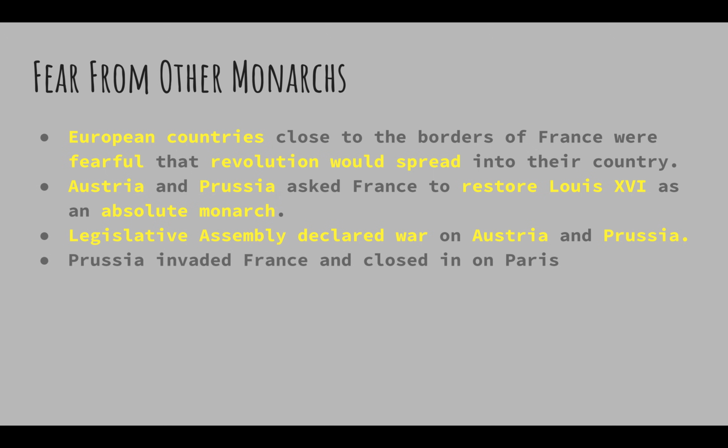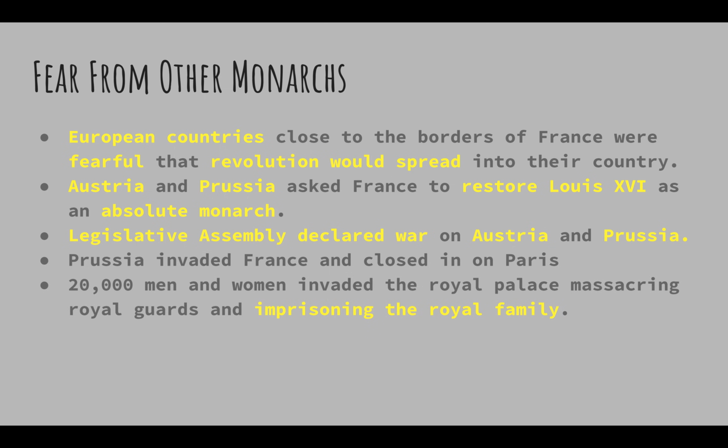At this point, Prussia invades France and they close in very, very close to Paris, which is a big issue. 20,000 men and women are going to invade the royal palace, massacring royal guards and imprisoning the royal family. So at this point, when this is all happening, you have the citizens of France and they actually break into the royal palace and they imprison and capture the royal family. They don't want Louis XVI to become an absolute monarch, and they're going to make sure that that does not happen. So from there, once again, hit pause, fill in all the blanks, and please write down your 30-word or less summary.